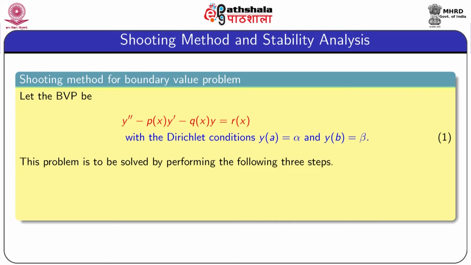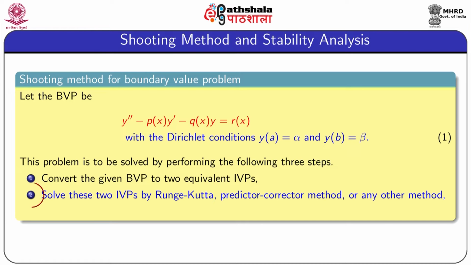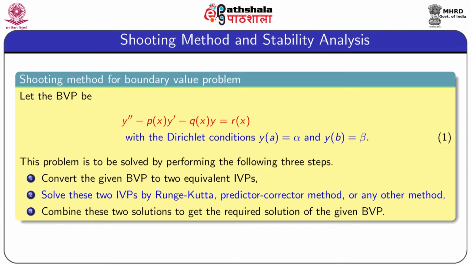This problem is to be solved by performing the following three steps. In the first step, we convert the given boundary value problem to two equivalent initial value problems. In the second step, solve these two initial value problems by any method, for example, the Runge-Kutta method or the predictor corrector method or any other method. In the third step, combine these two solutions to get the required solution of the given boundary value problem. So, these are the three simple steps to solve this boundary value problem by the shooting method.